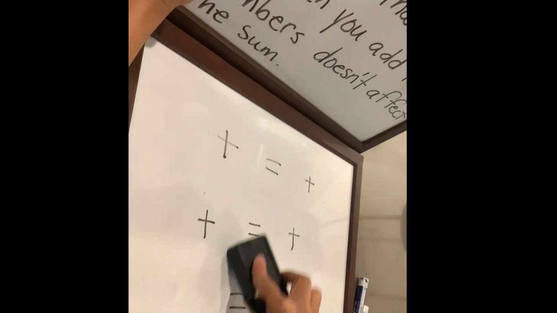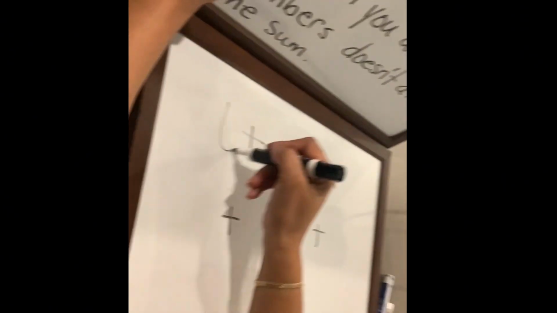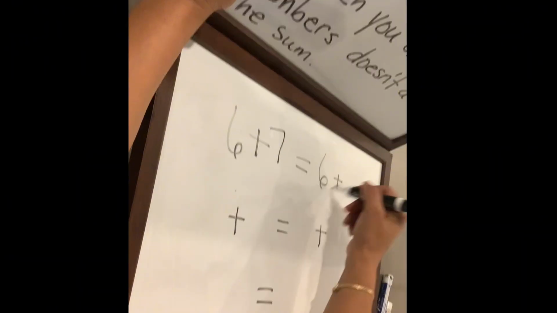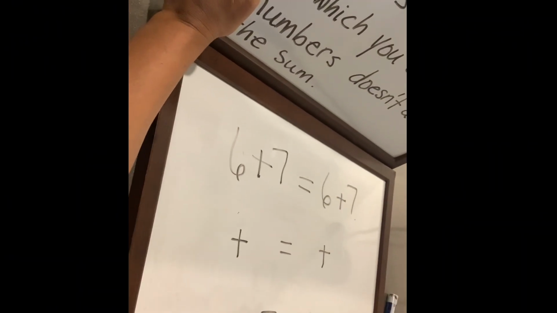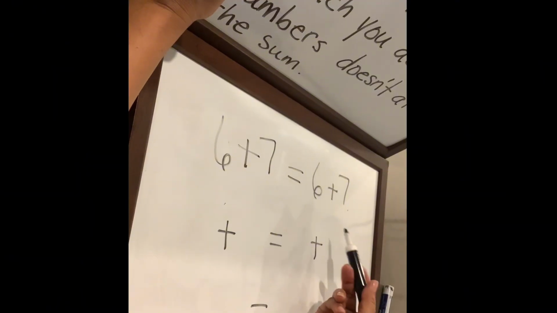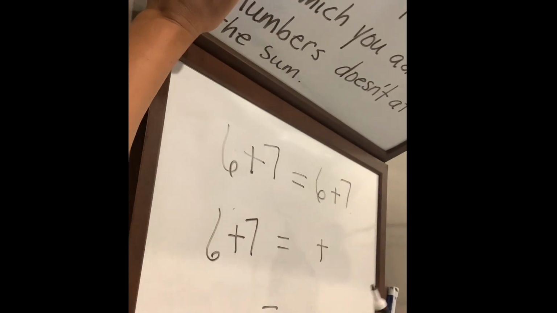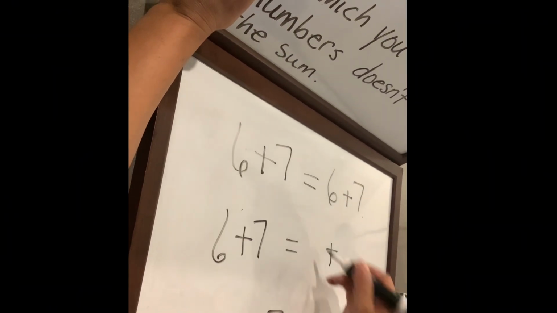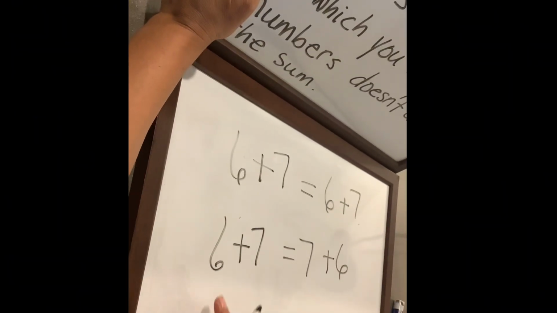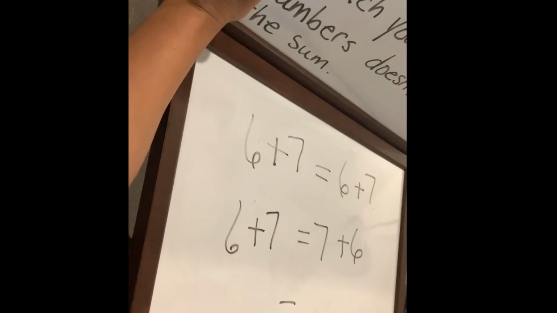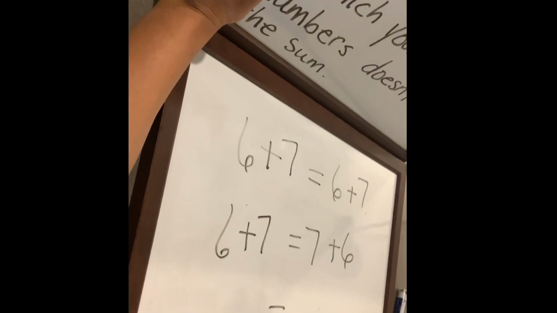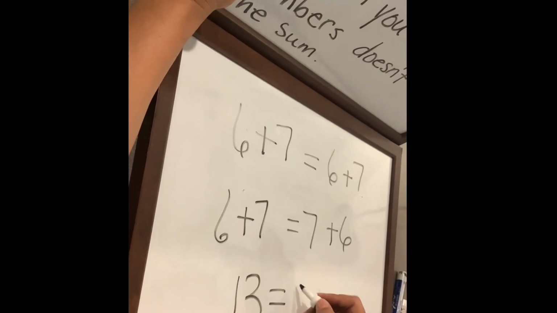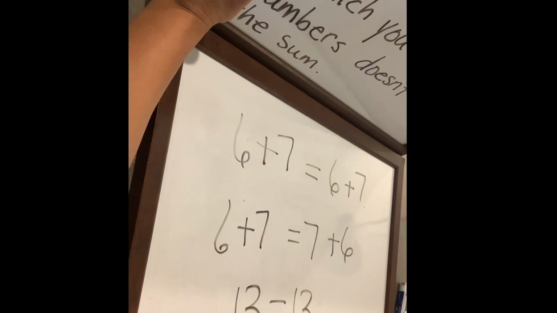6 and 7. So 6 plus 7 is equal to 6 plus 7, right? 6 plus 7 is equal to, how do I flip-flop those numbers? 7 plus 6. And what is 6 plus 7? 13. Very good. And what is 7 plus 6? 13. Very good. So, there we go.